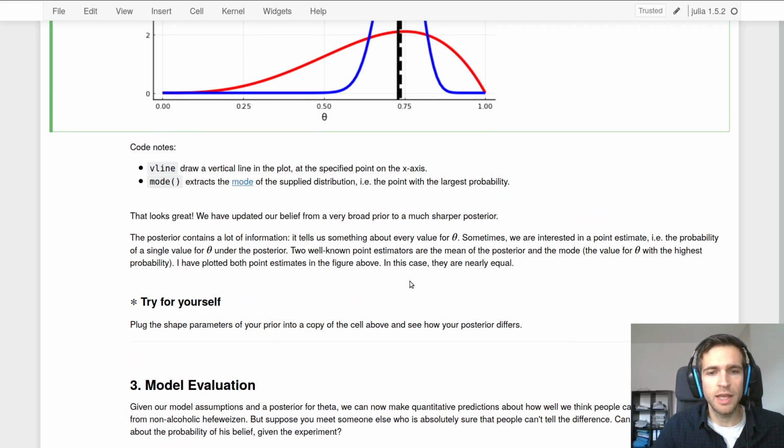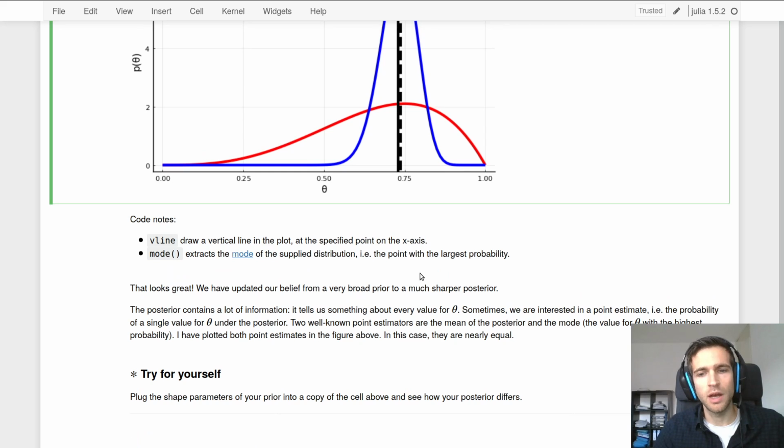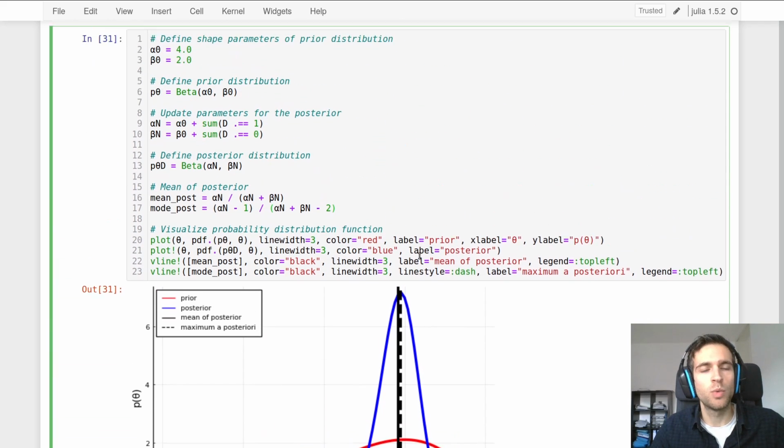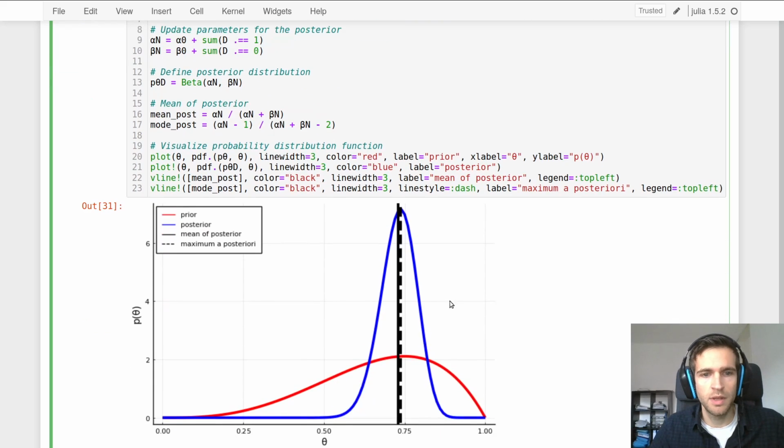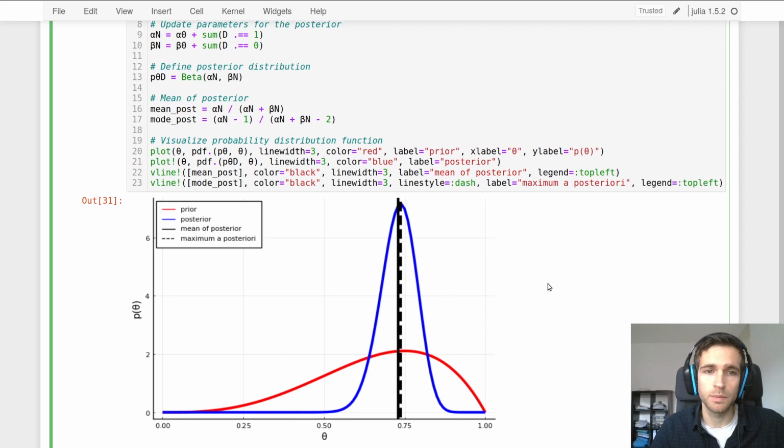So at the end of the last video, I wanted you to quantify your own expectations of how well people can discriminate alcoholic from non-alcoholic beer. I wanted you to define your own shape parameters for the prior distribution. Now I want you to take those prior shape parameters, plug them in here, visualize this posterior distribution, and have a look at how your posterior differs from mine.